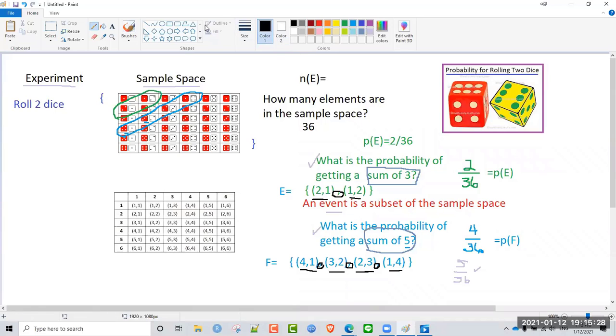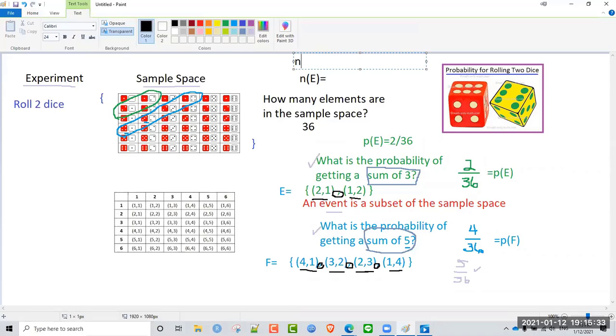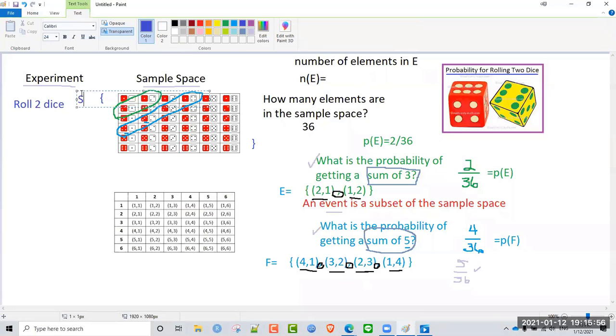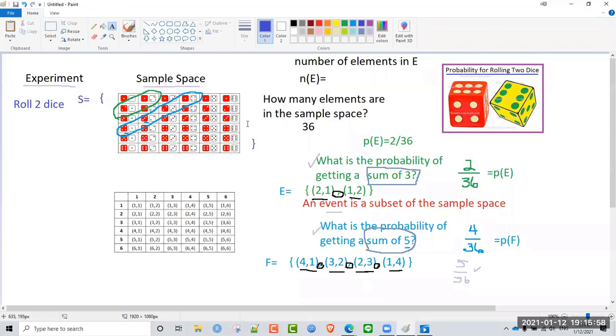Okay? So N of E just means the number of elements in E. So I'll use that symbol. N of E means the number of elements in E. How about if I call this whole thing here, this whole sample space, S? So I'll write S equals this whole sample space, the entire sample space.